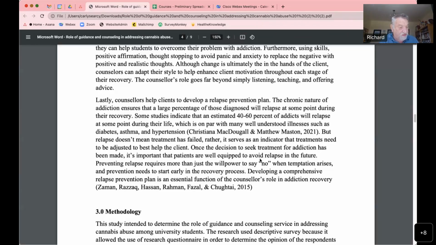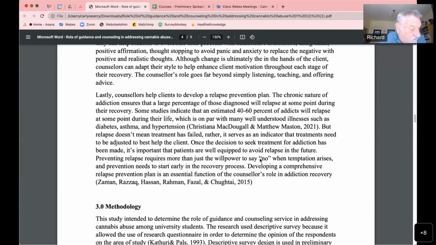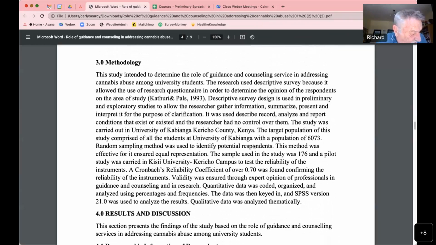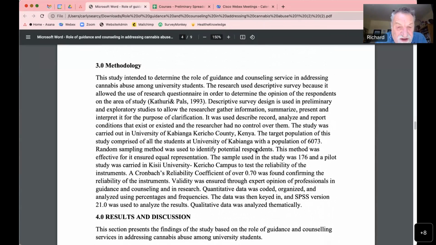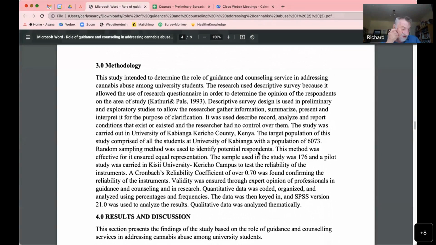Okay, methodology. The methodology is fine. I would go to the results and discussion, and that sentence, you don't need it. "The section presents the findings of the study based on the guidance and counselling services," etc. That's redundant, because that's what the results and discussion are. But what I would do is make sure that you separate the results from the discussion into separate sections.